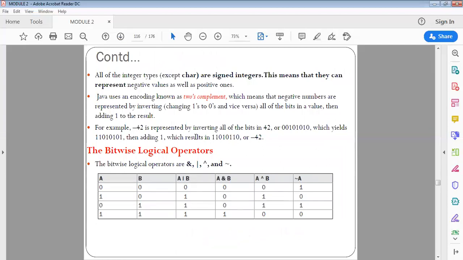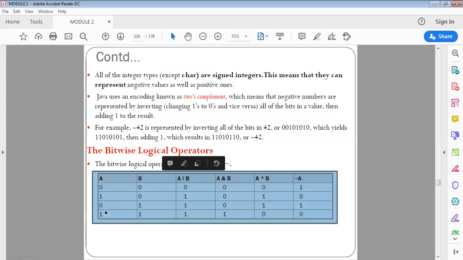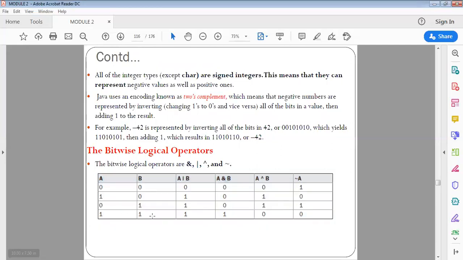So under bitwise logical operations, you have ampersand, pipeline, caret, and tilde. Keep in your mind, this is ampersand, this is pipeline, this is caret, and this is tilde. First you take A, B, and give the values 0 0, 0 1, 1 0, 1 1. First you will get 0, 0. Next you will get 0, 1. Next you will get 1, 0 followed by 1, 1.